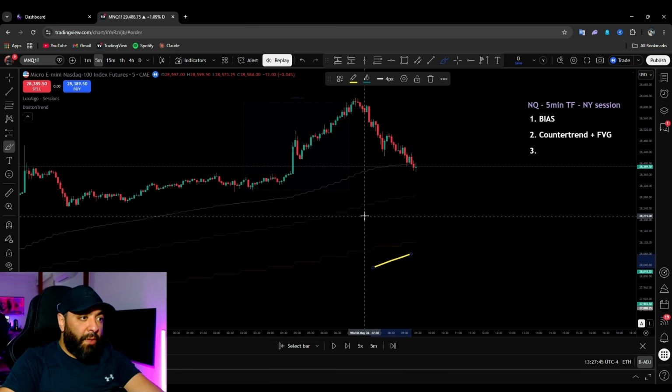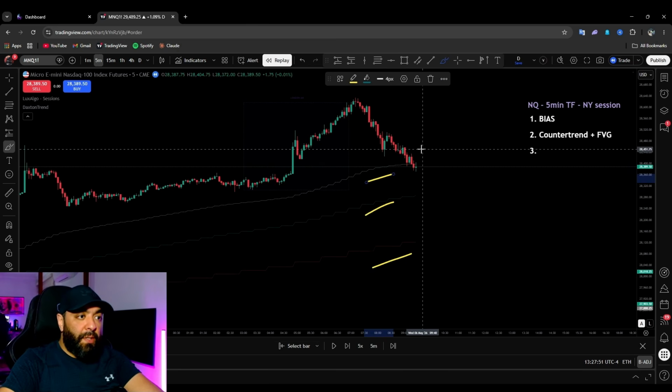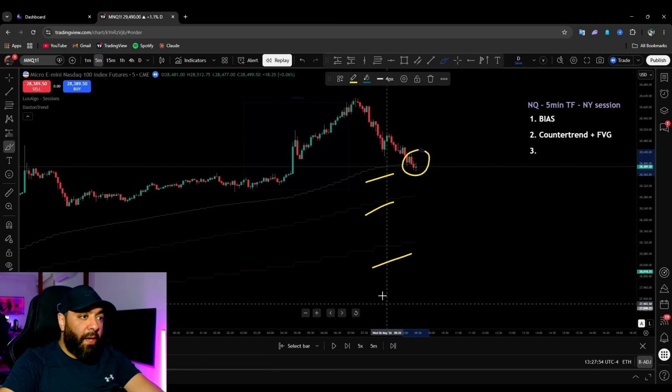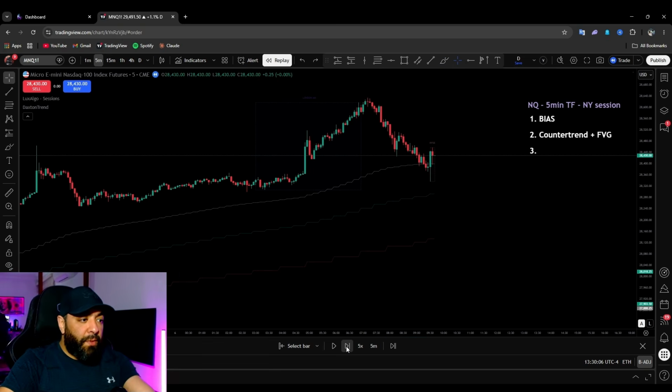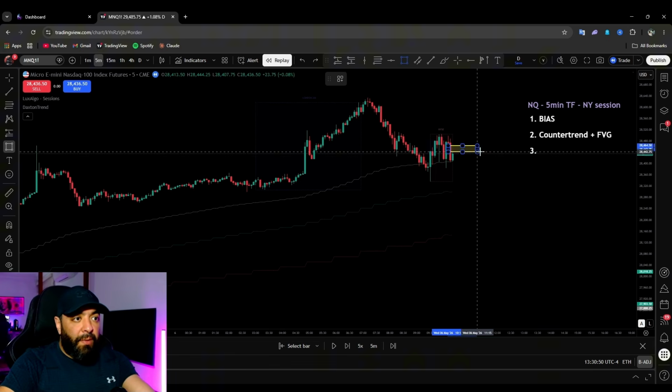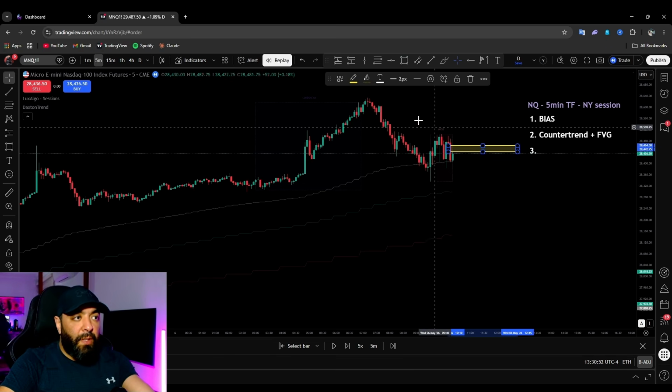Step 2. Counter trend plus FVG. Today, as you can see, we are clearly bullish. Price is over the EMAs and they are pointing up. I now wait for the price to pull back against that bias. That means a bearish counter trend move. And inside that counter trend, I need to see a fair value gap. As you can see here, a bearish fair value gap that was formed in a bullish day.